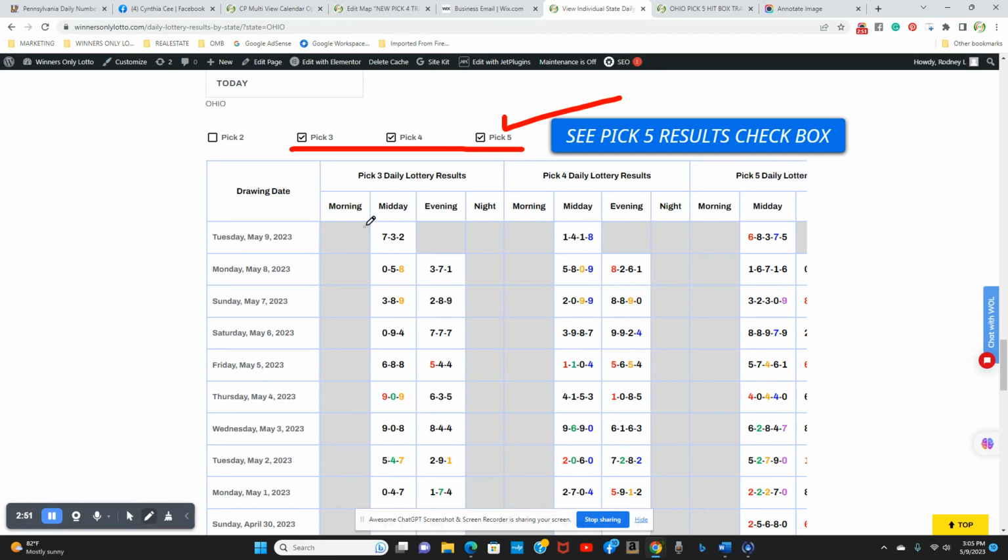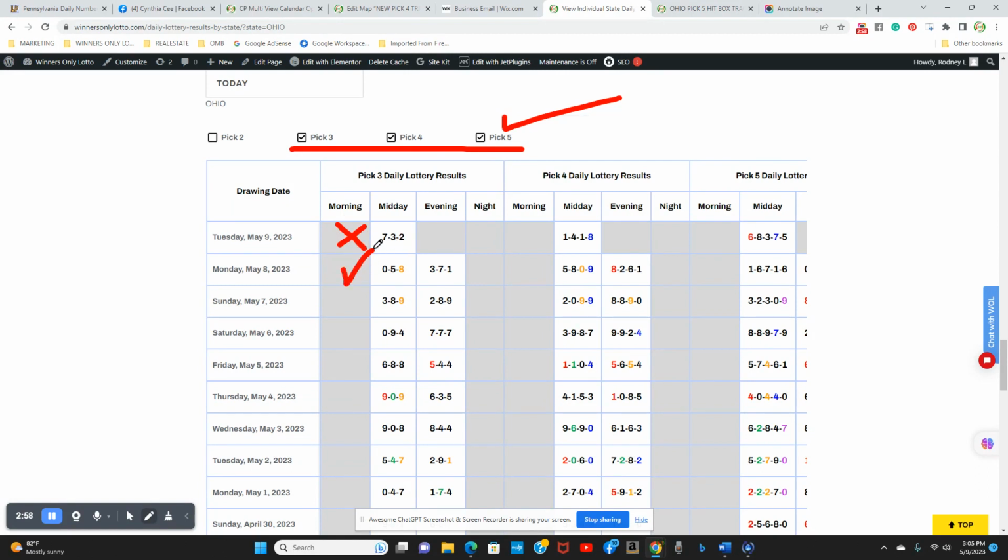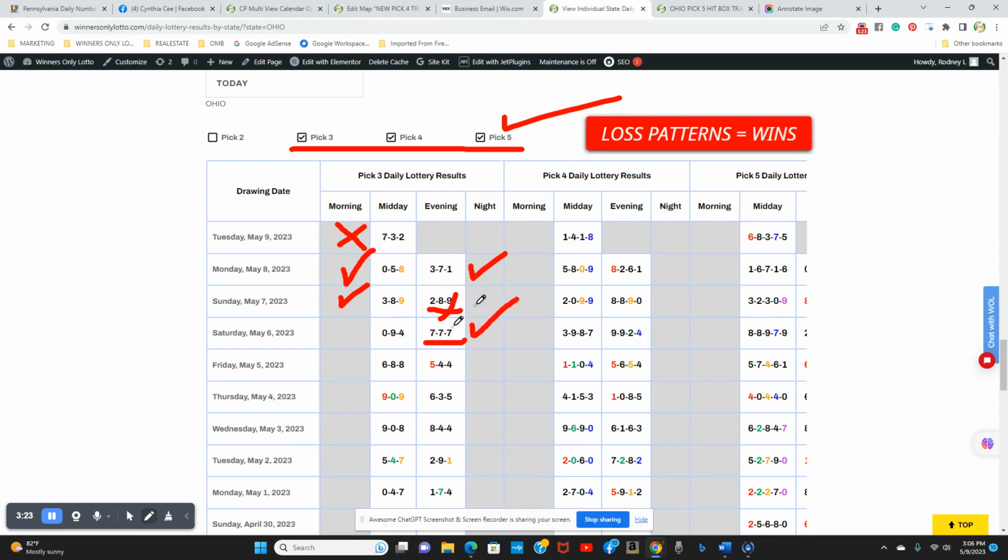This morning, Ohio lost 732. Yesterday was a win. Sunday was a win. Monday was a win when playing from the 777s. When you see lost numbers like this, you can take the number from the day before. That's why I say this is a win with the 7 returning.